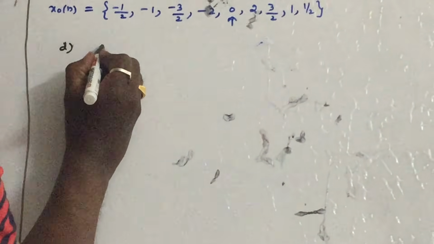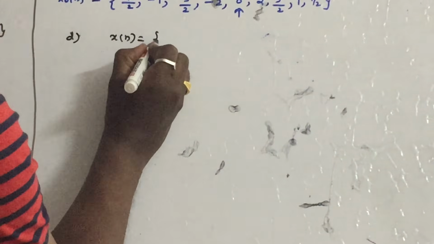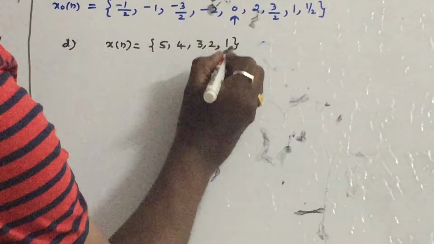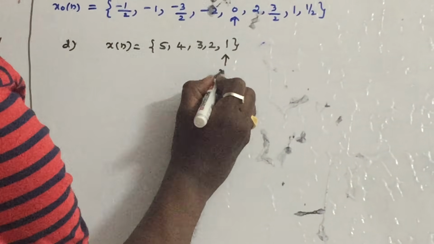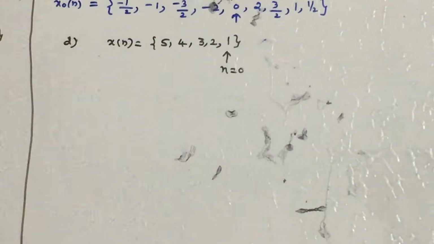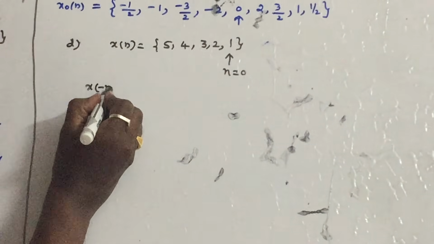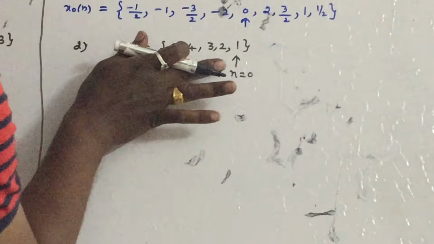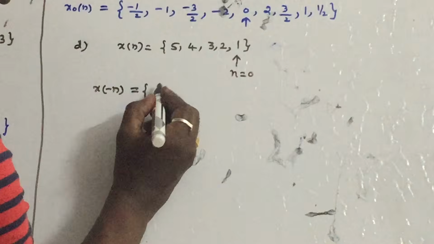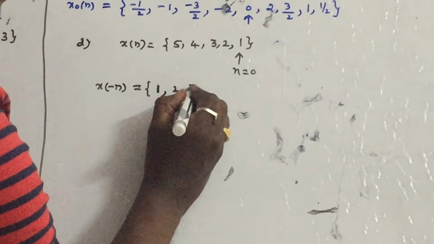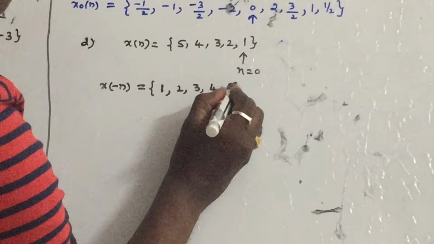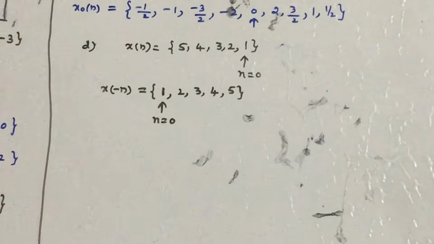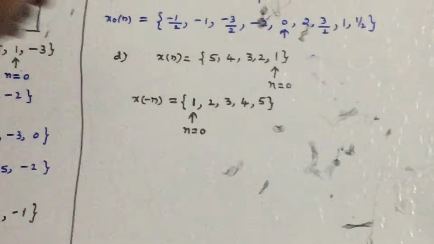So let us solve the question D. X of n is equal to 5, 4, 3, 2, 1. It is given. So arrow is given here, so this is n is equal to 0. So first let us find out what is x of minus n. That is the time reversed sequence of x of n. That means take all the left side samples to the right side. So therefore 1, 2, 3, 4, 5. Keep arrow here. So this is the time reversed sequence of x of n.